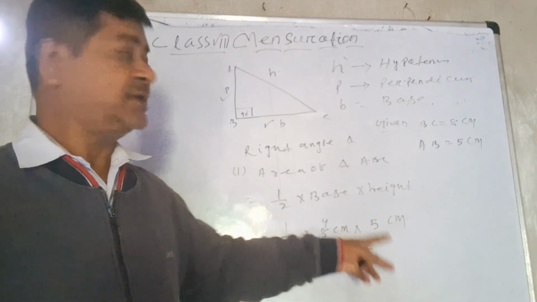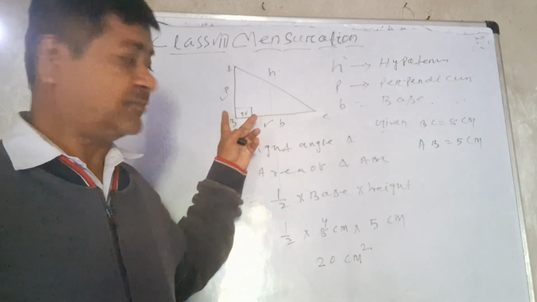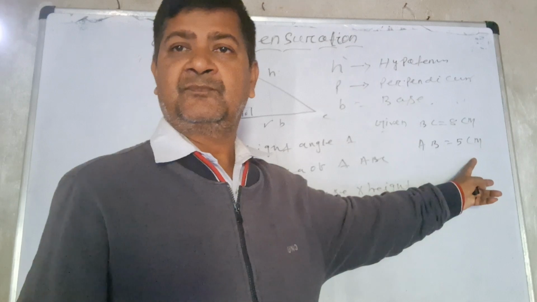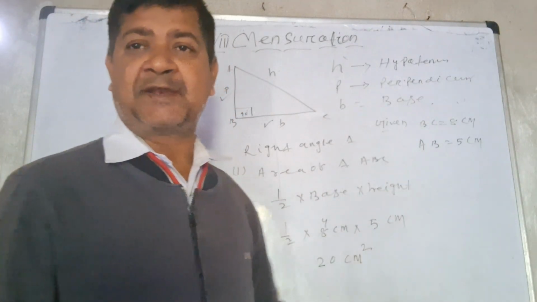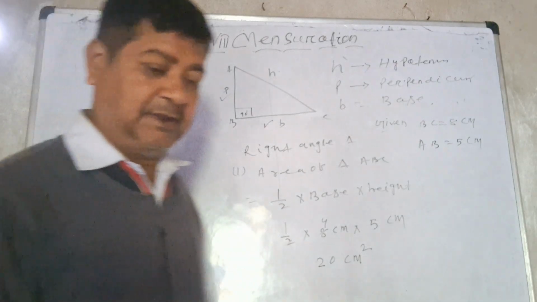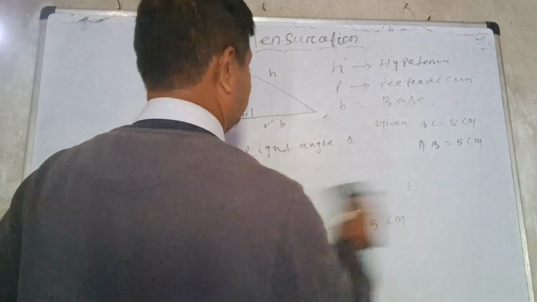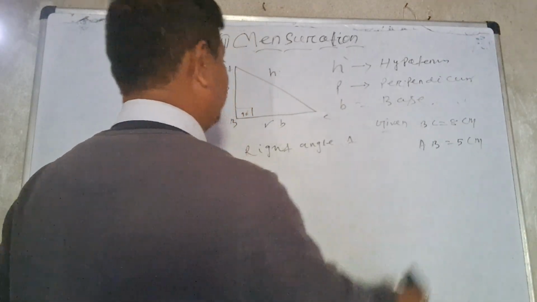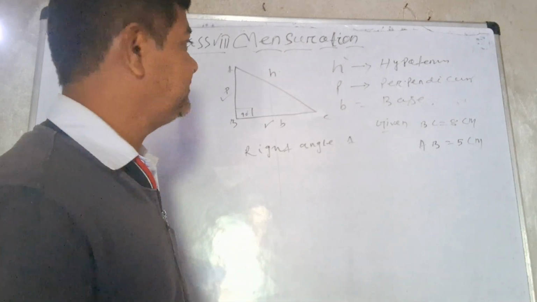Similarly, if the measurement of the base and perpendicular height is given in meter, then area will be meter square. Let's go to the other formula of this triangle. It is the basic formula. First formula: area of the right angle triangle is half base into height.